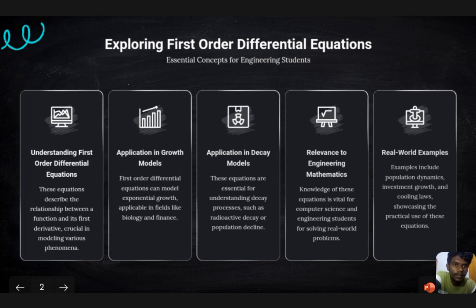The second thing is applications in growth models. First order differential equations can model exponential growth, applicable in fields like biology and finance. The third one is the application in decay models. These equations are essential for understanding decay processes such as radioactive decay and population decline. And the relevance to engineering mathematics: applying the knowledge of these equations is vital for computer science and engineering students for solving real world problems.